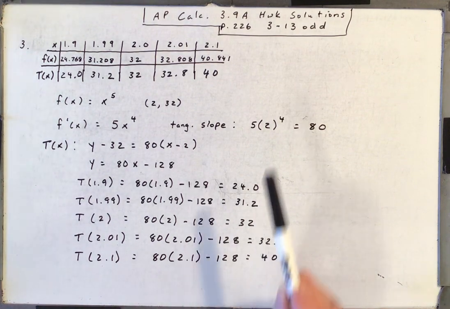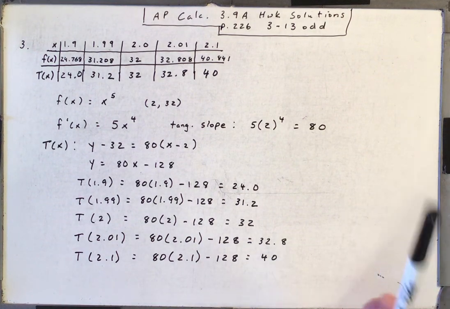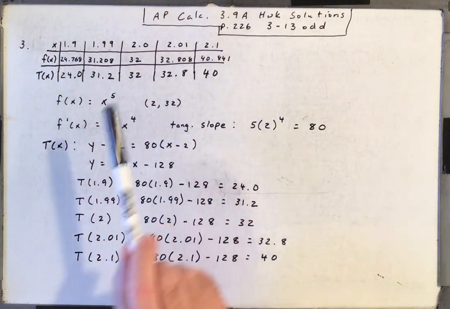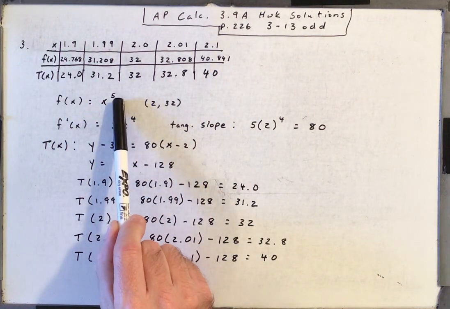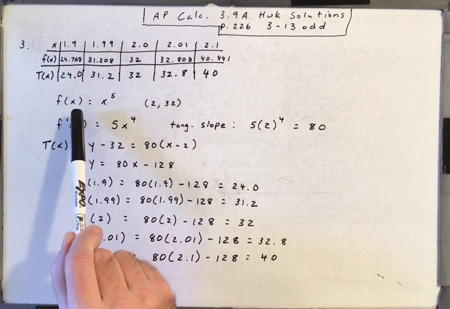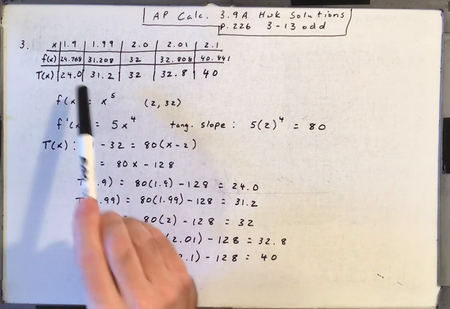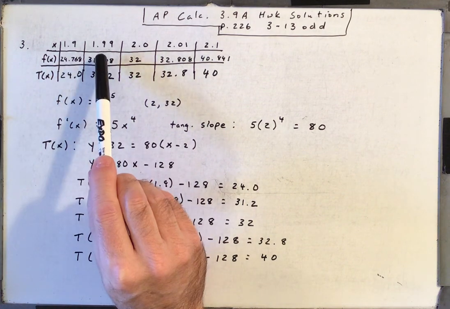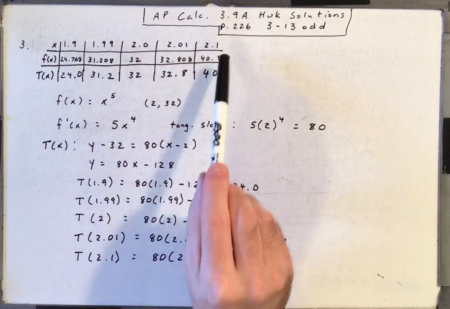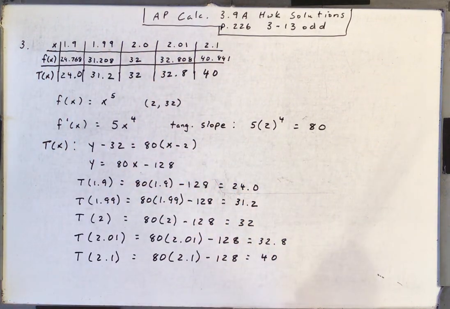We're going to do page 226, numbers 3 through 13 odd. I went ahead and put the solution to number 3 up here. So we've got this table. Our equation is x to the fifth. To fill out the top, I just took 1.9 and raised that to the fifth power, so that's 24.768, and we did that for 1.99, 2, 2.01, and 2.1, and we got f of x for these five x values.